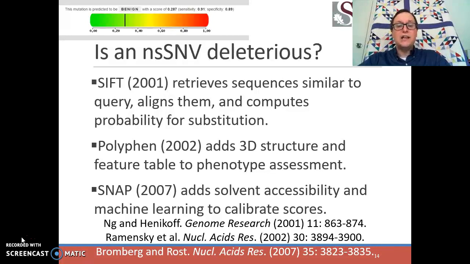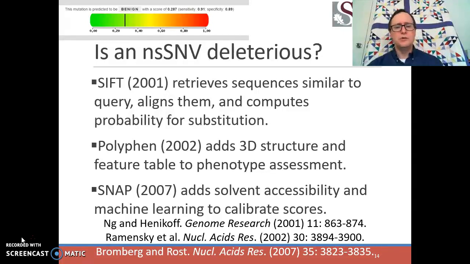In a paper by Ng and Henikoff from 2001, the same people who put together the Blocks database and Blossum, put together this database called SIFT that was intended to recognize whether a particular non-synonymous SNV was a probable or improbable substitution. So SIFT is a way of asking more or less whether this amino acid change that the non-synonymous SNV invokes, is that amino acid sequence change likely under the constraints of evolution?